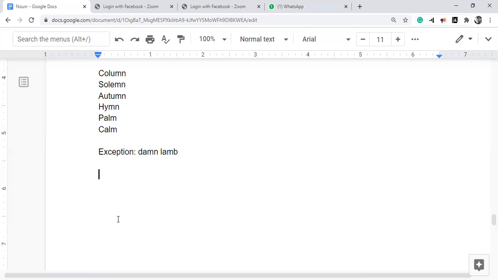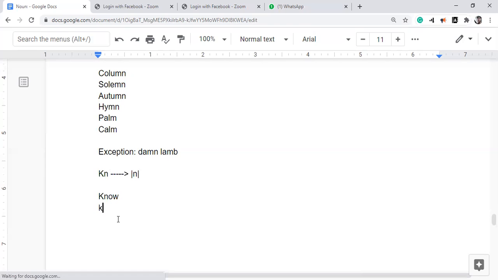Okay, so no problem. The next pronunciation rule is there, a very simple rule. Whenever kn comes together, the sound will be na. Remember that. For example, no.